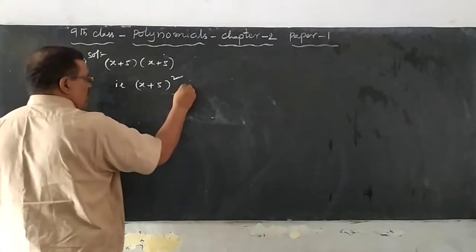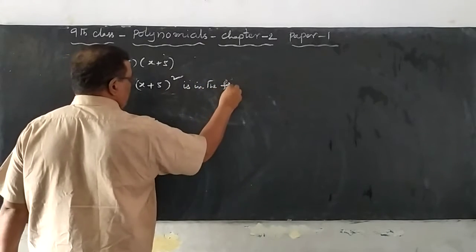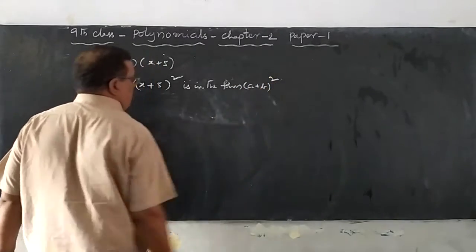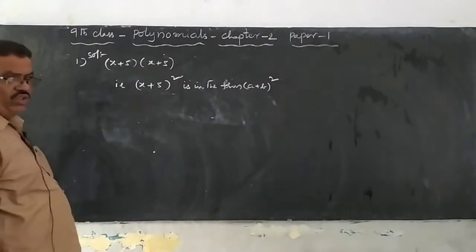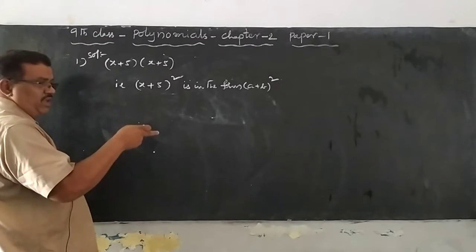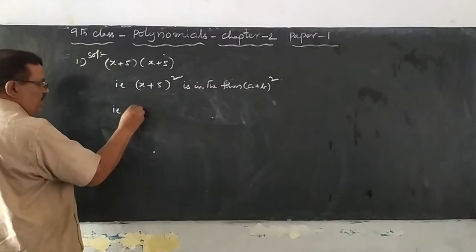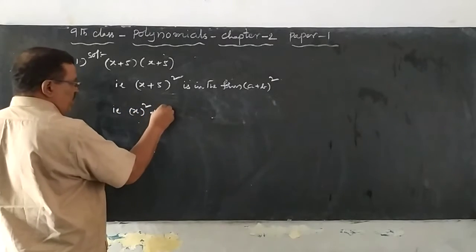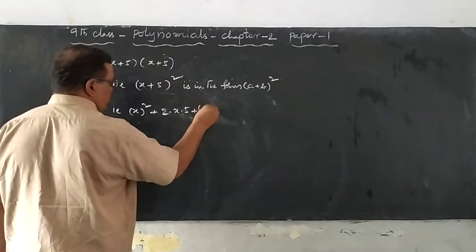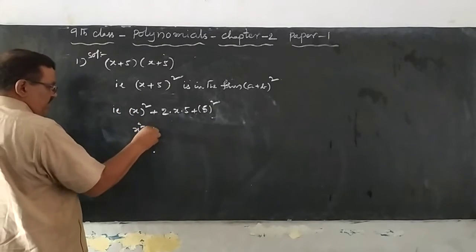Let us write: it is in the form a plus b whole square. The a plus b whole square formula you already know: a plus b whole square equals a whole square plus 2ab plus b square. That is a whole square, plus 2ab, 2 into x into 5, plus b square, b whole square is 5 square. x whole square is nothing but x square.